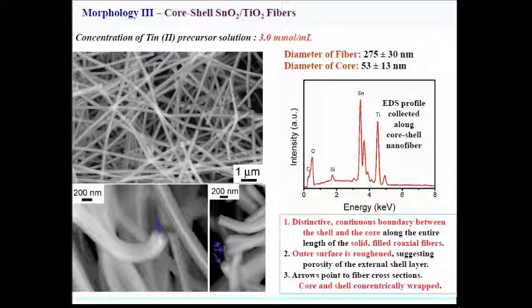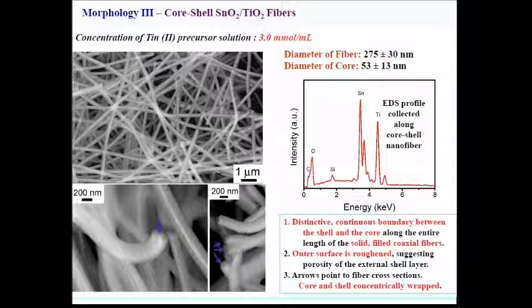And onward to 3 millimoles per mil, what you actually obtain is almost like a solid filled core shell motif. The outer diameter is 275 nanometers. The inner diameter is 53 nanometers. What you see is a distinctive boundary between the shell and the core along the entire length of that solid filled coaxial fiber. The outer surface is somewhat roughened, but the point is, you can see very clearly that you have a distinctive core surrounded by your porous outside shell. The outer surface is roughened. The arrows basically point to fiber cross-sections where the core and shell are concentrically wrapped.